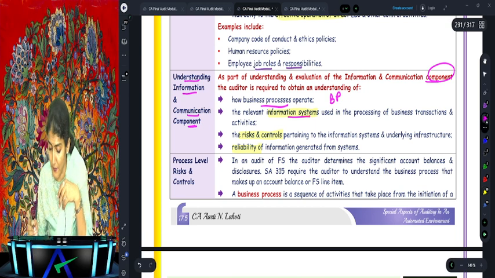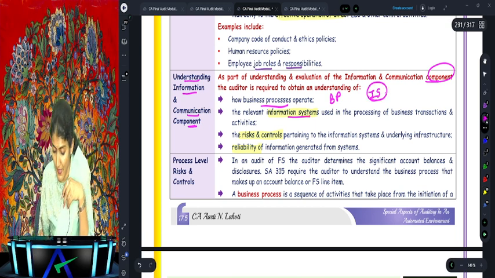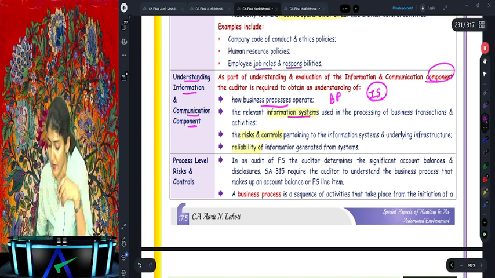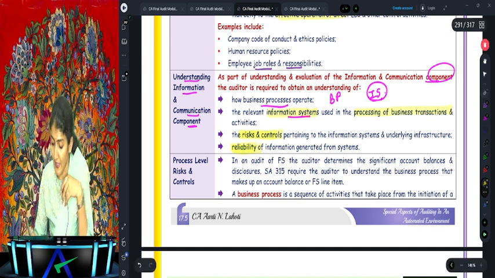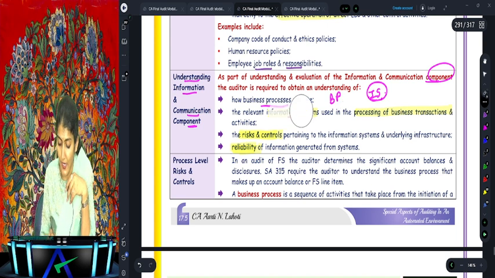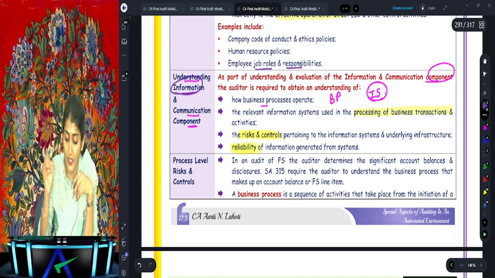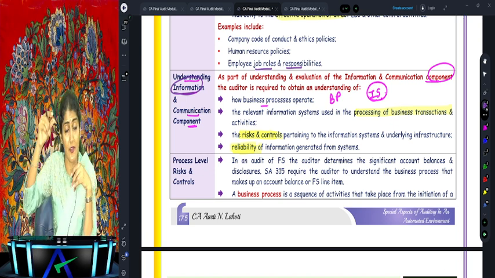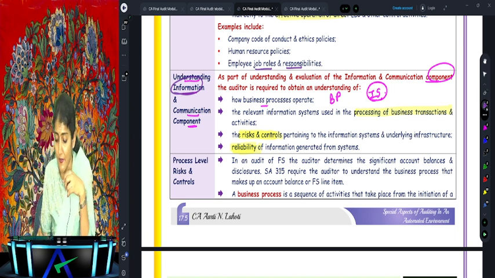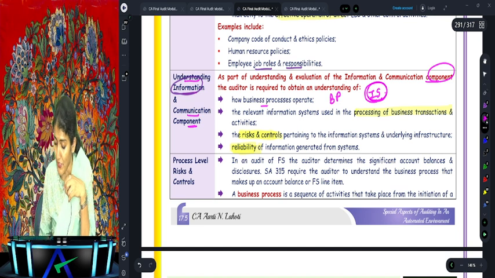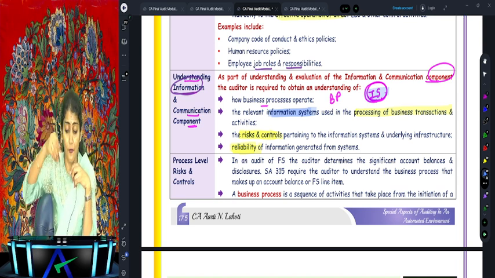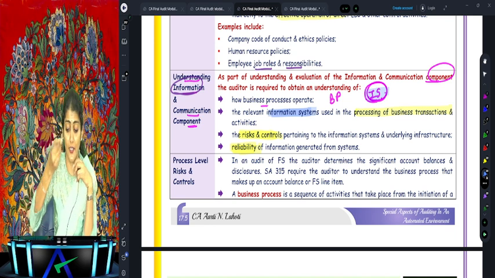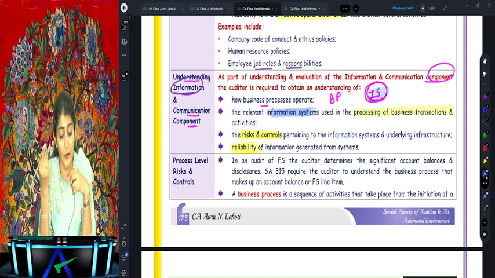So when I understand the business process, I understand nothing but the information system. And then what I need to understand, okay, how this information system is processing the business transaction, what are the risks and controls in using this information system, and how reliable is the data which is generated from this system. Right, so understanding the information and the communication component. So in the question, which word will we have to capture? Information. And also how the business processes are processing the information. For processing the information, they will have the information system. So now for this information system, what you need to check is how it is processing the transactions, what are the risks and controls associated with it, and what is the reliability of the information generated from the system.